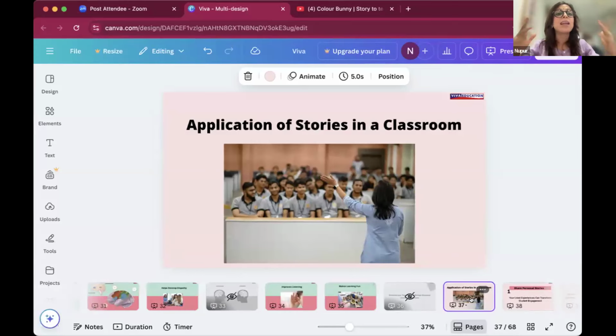All right, so now that we understand as educators that we need to bring stories in the classroom, but how do we do that? How do we bring stories in the classroom? So today I'm going to discuss three very important strategies. Without deviating from the curriculum, without wasting too much curriculum time, how can you bring stories in the class, make stories a part of your teaching learning experience?